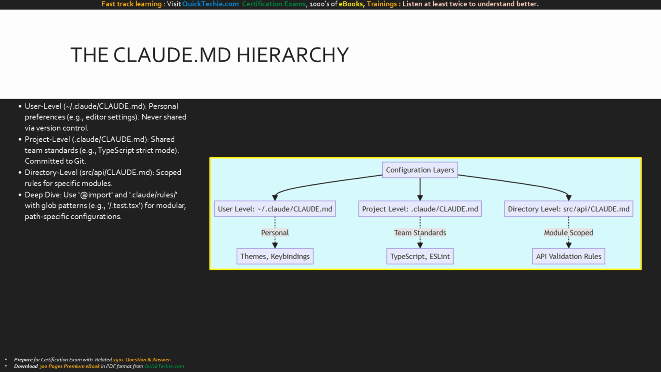Second is the project-level file, which lives in the .claude folder. This holds shared team standards like linting rules and is committed to Git. Third is the directory-level configuration for module-specific rules.